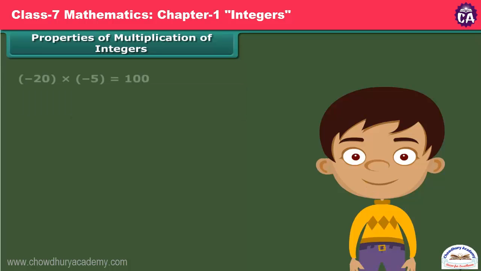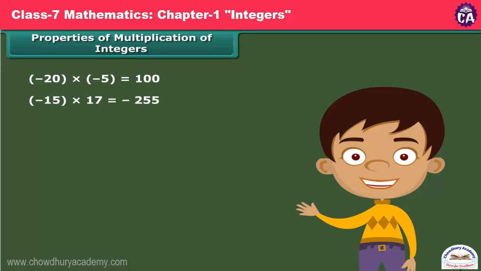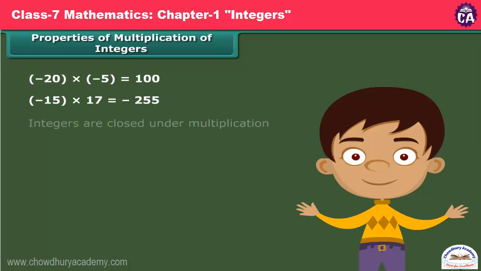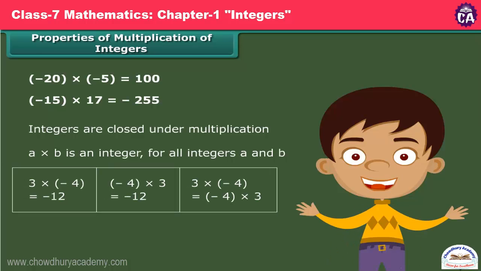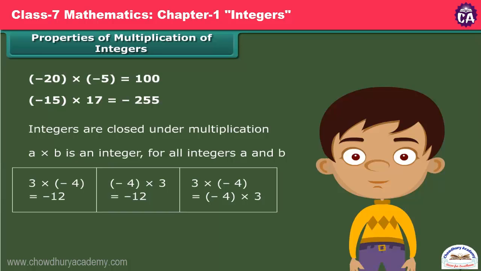For example, -20 into -5 is equal to 100. -15 into 17 is equal to -255. So we can say that integers are closed under multiplication. In general, a into b is an integer for all integers a and b. Now observe this example. We can say that 3 into -4 is equal to -4 into 3.